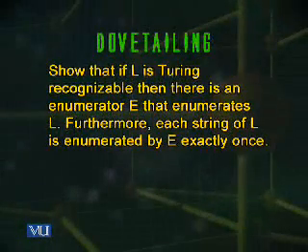So a very simple exercise for you is the following. Show that if L is a Turing recognizable language, then there is an enumerator E that enumerates the language L. Furthermore, each string of L is enumerated by the enumerator exactly once. This exercise is not very difficult, and you should be able to do it without much problem.